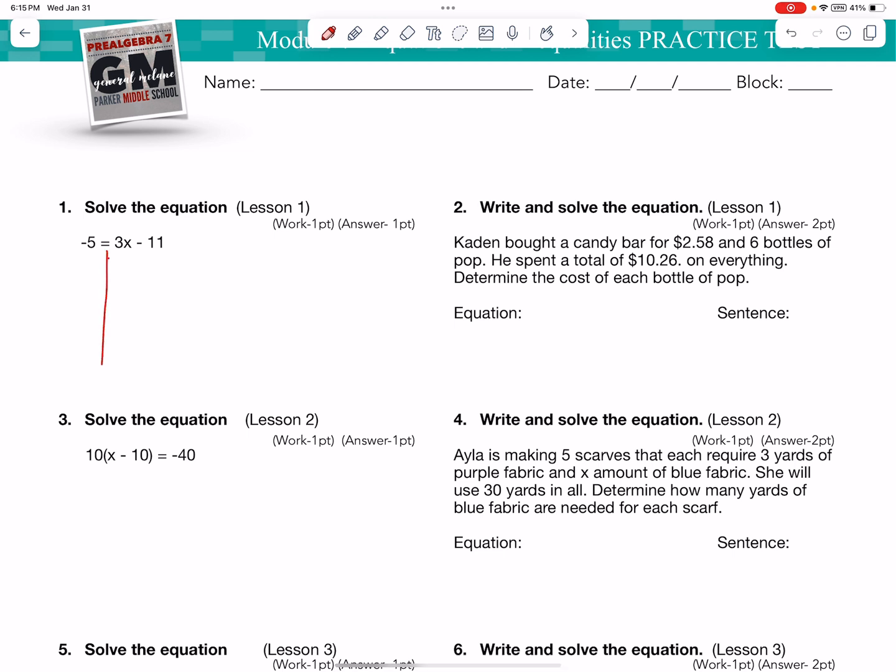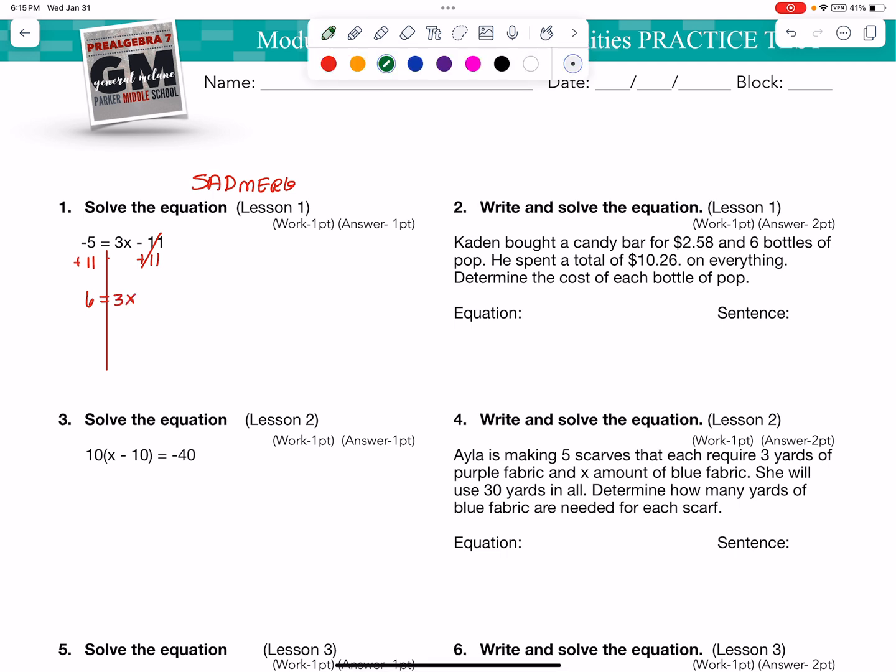We're going to separate our workspace like we always do. We're doing opposite order of operations, so SAD-MERG to solve for variables. So I'm going to add 11 to both sides. By doing that, we end up with different signs. Subtract 11: 10, 9, 8, 7, 6 equals 3x. And then our next step is to go ahead and isolate the variable by dividing both sides by 3. And we end up with x equals 2.